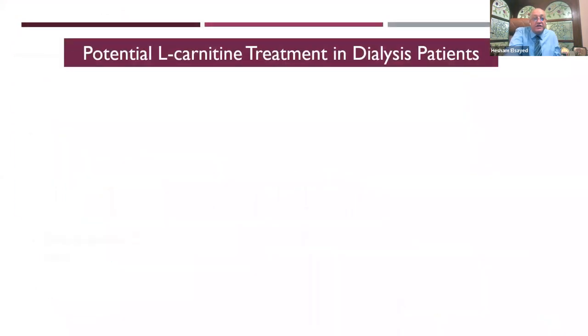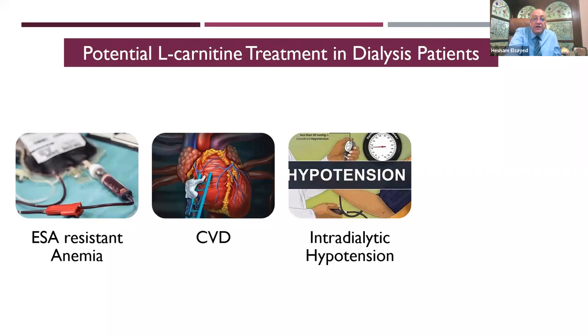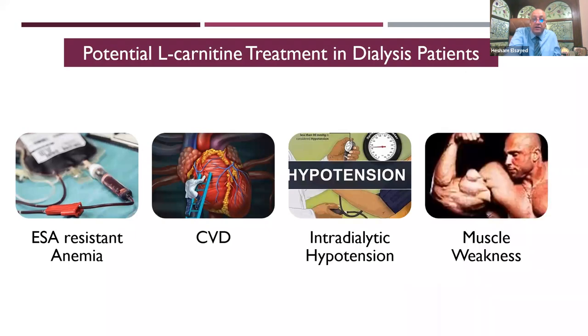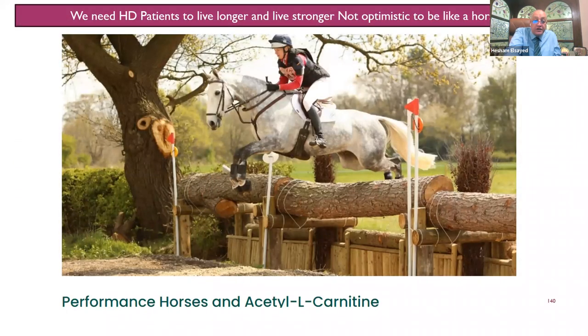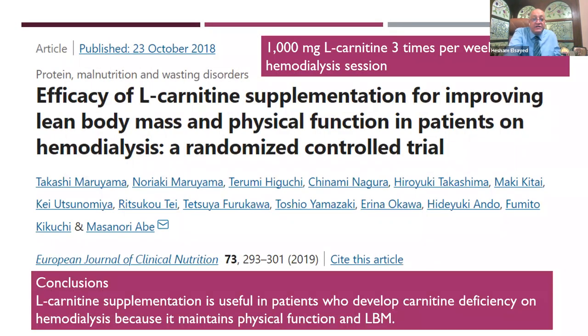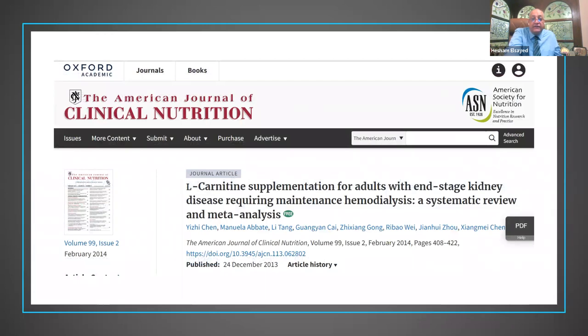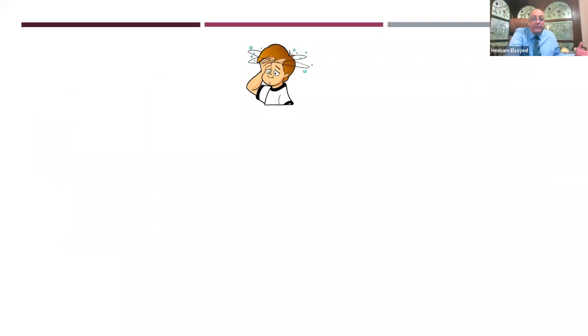A lot of studies point this way, in potentially ESA-resistant anemia, cardiovascular disease, intradialytic hypotension, and in patients with muscle weakness. They give that to horses because L-carnitine is important for horses. Definitely, we are not looking for our patients to be horses. We need them to live longer and stronger, and the potential for that to improve exists, but there is no conclusive data, since each paper and meta-analysis has a different approach.